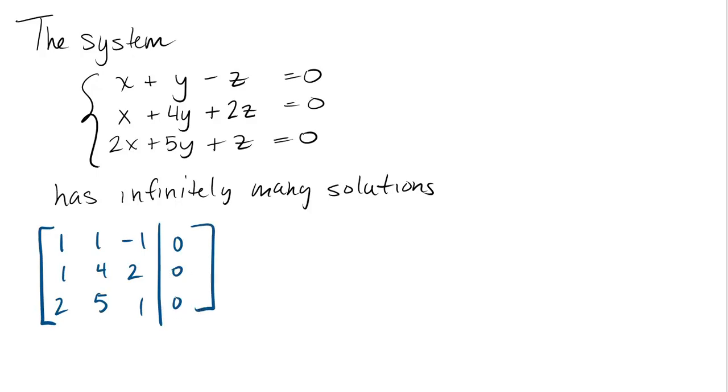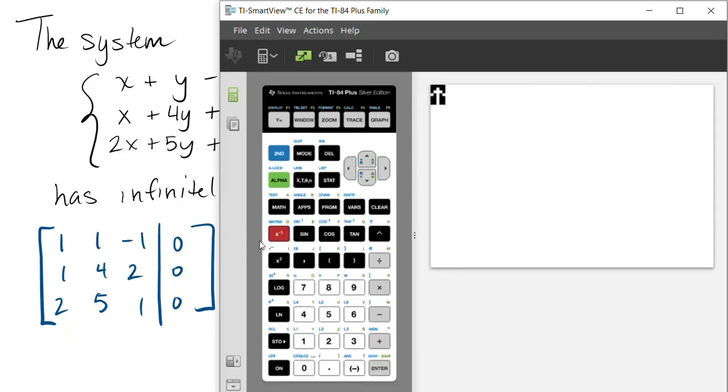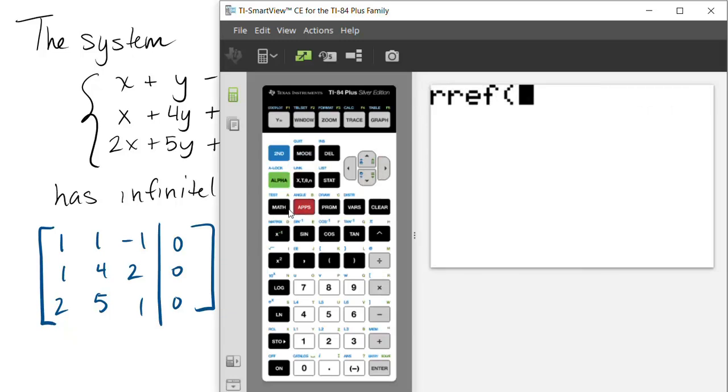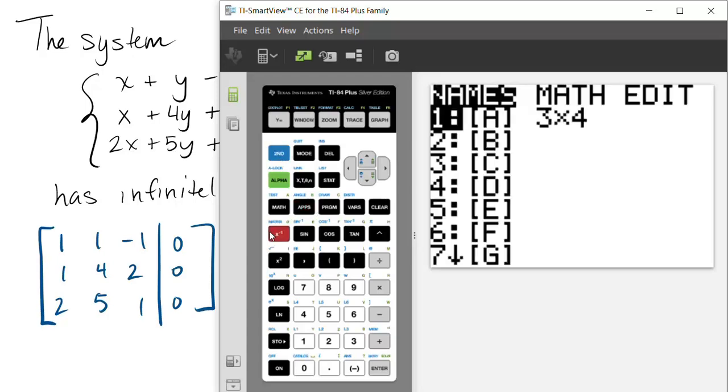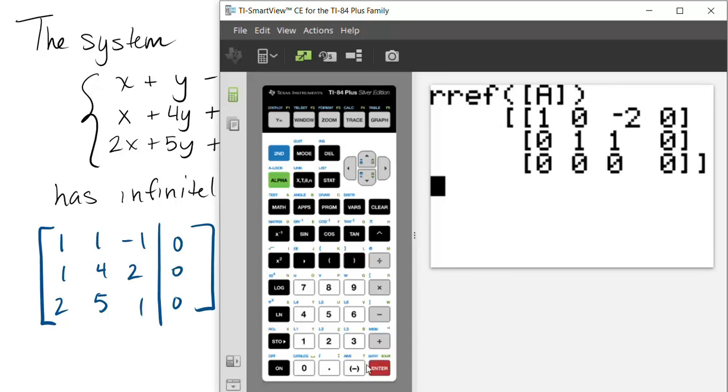Let's put that into the calculator. Make sure you hit enter on that last entry. Quit back to the main screen. Back to the matrix options. We want to do some math, and in particular we want to put this in reduced row echelon form, which is choice B. Back to the matrix options. Put in the name of the matrix you want to put in reduced row echelon form.